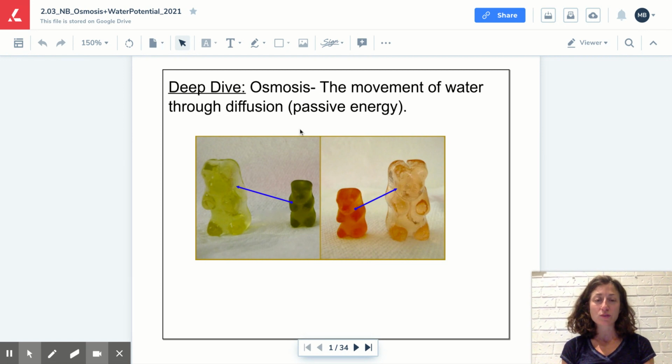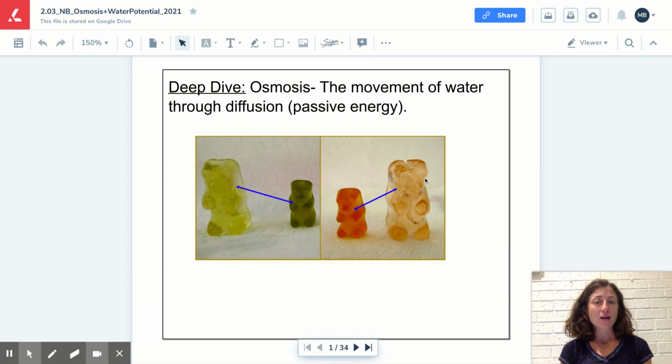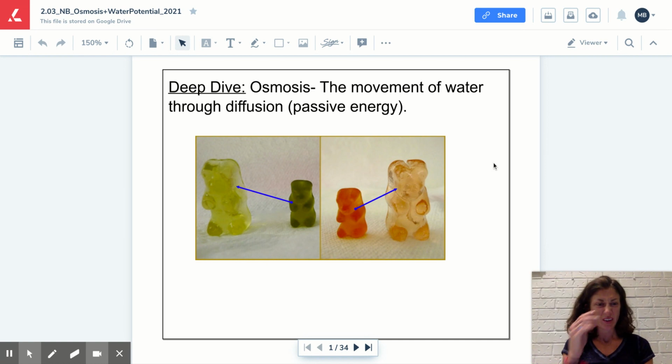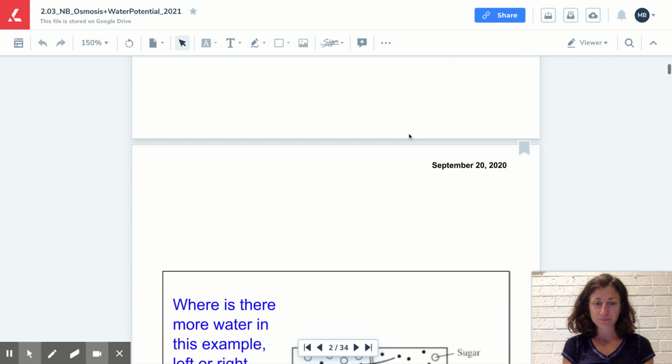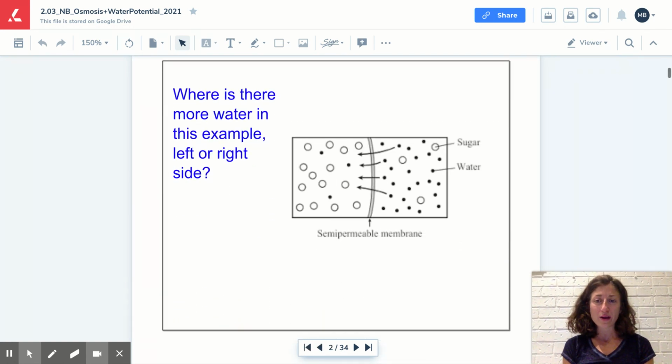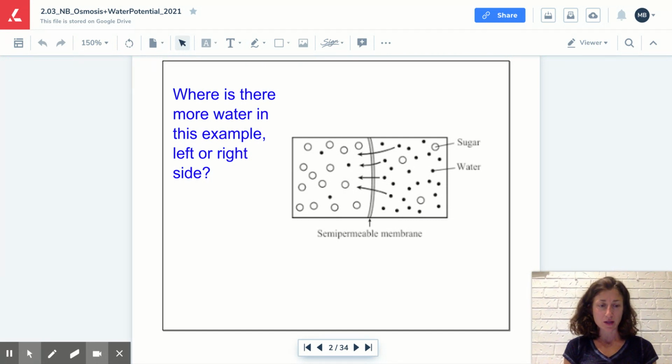Okay, so osmosis is the movement of water through diffusion, which is passive transport, right? It doesn't take any energy. Cool. Where is there more water in this example? I want to start with this question. Take a look and answer on the Edpuzzle.